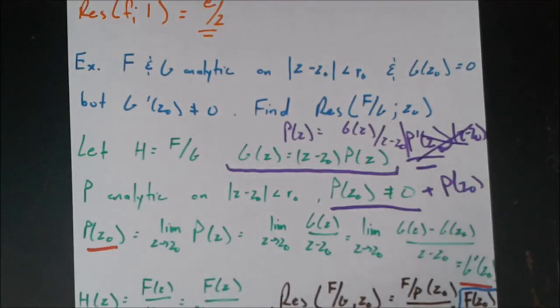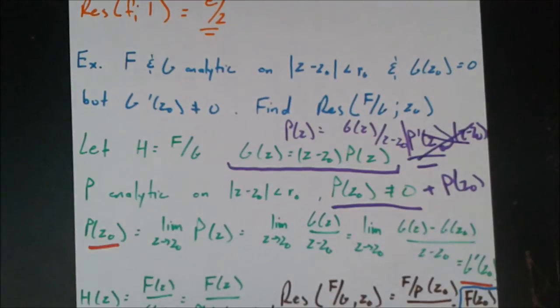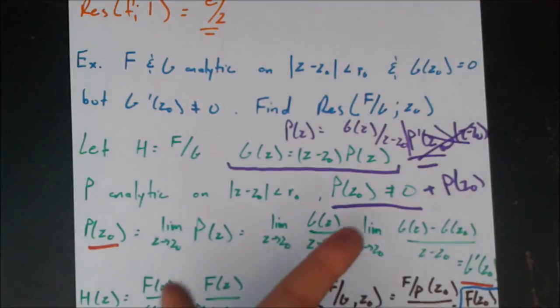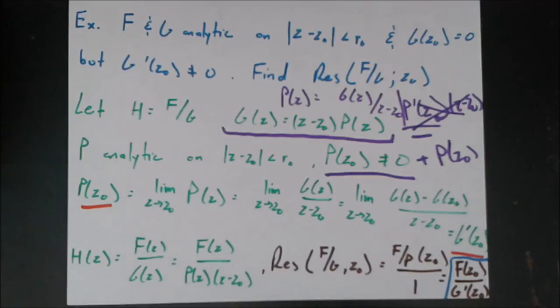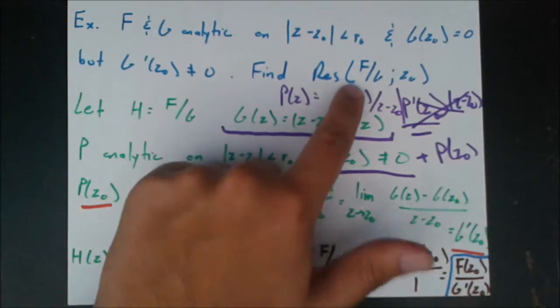And what do we know about g prime of z naught? It's not equal to 0. So we know that p of z naught is defined because it's defined as g prime of z naught, which is not 0. So p of z naught has a definition, and furthermore, we already knew that p of z naught is not equal to 0. So now let's find what we're looking for. We'll find the residue of f over g at z naught.